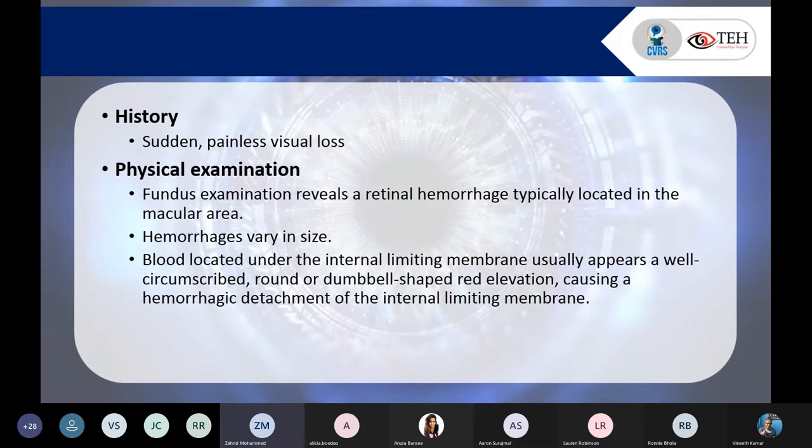in the macular area, which can vary in size. They are normally located under the ILM and usually appear as a well-circumscribed, rounded, red elevated area. They may or may not cause hemorrhagic detachment of the ILM at that time.